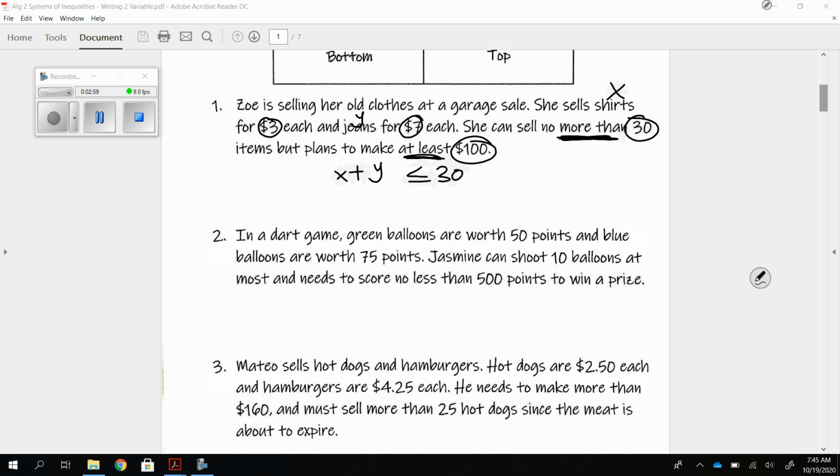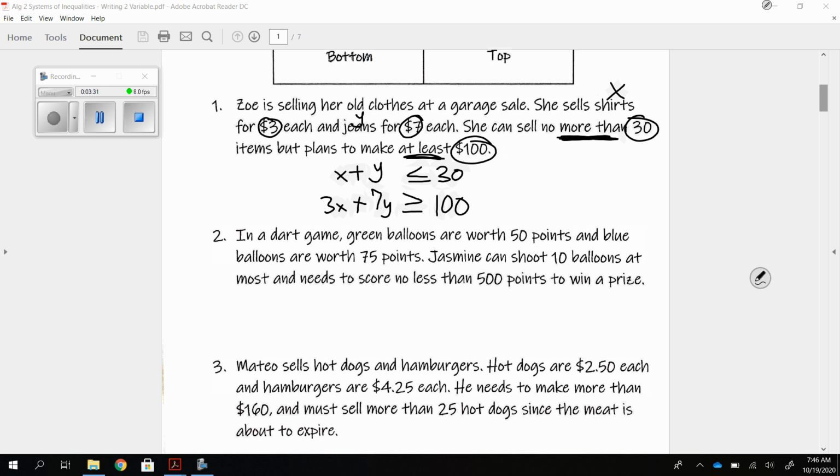There's our first equation. Then we know our second equation, shirts and jeans, how much do they cost? 3X plus 7Y. All right, and then it says she plans to make at least $100. So let's look at our notes. Where is the at least words? So we know it's greater than or equal to 100. And we're done. So again, those notes at the top are going to be crucial. That'll help you write it every single time.